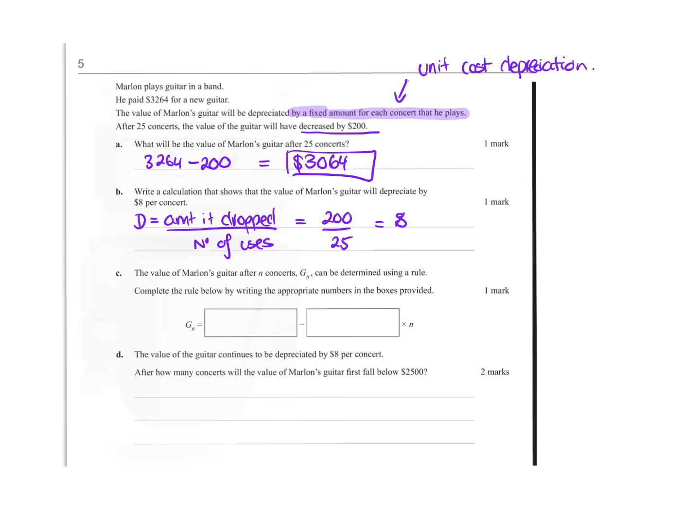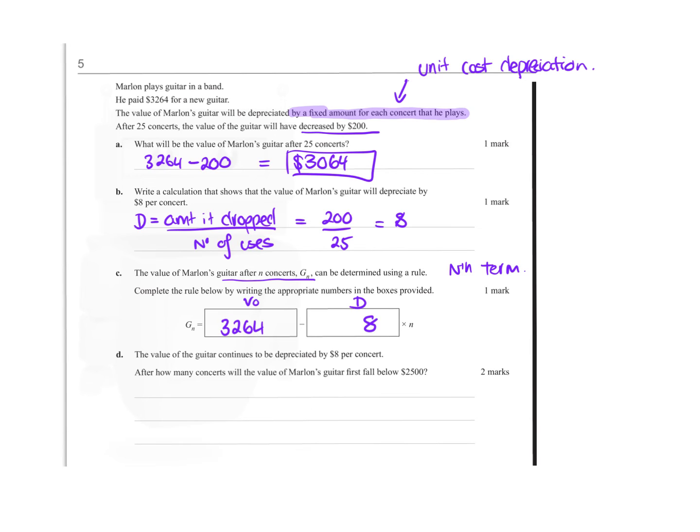The value of Marlon's guitar after n concerts can be determined using the rule. So they want the nth term formula. When we look that up in our notes, we have to write V0 first. So what was our V0? 3,264. And then it's minus our D value, which was $8. The value of the guitar continues to depreciate at $8 per concert.